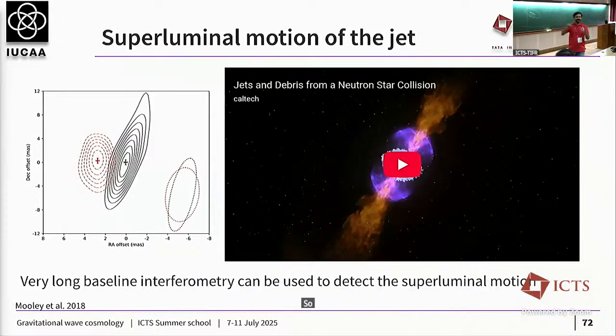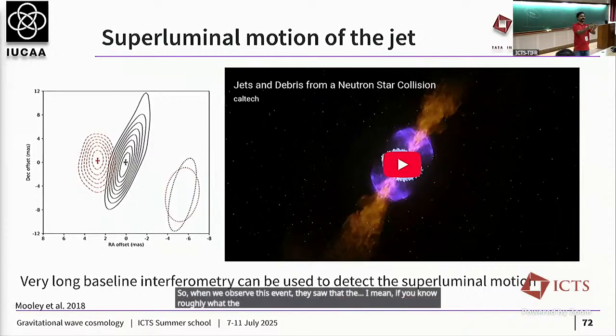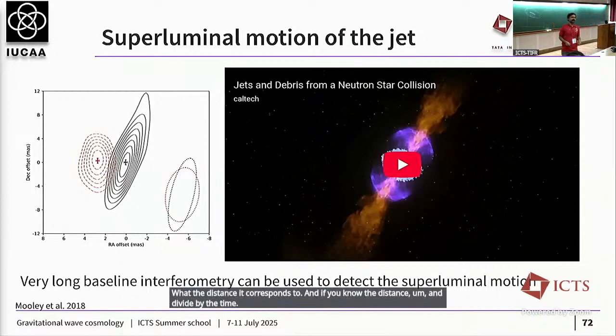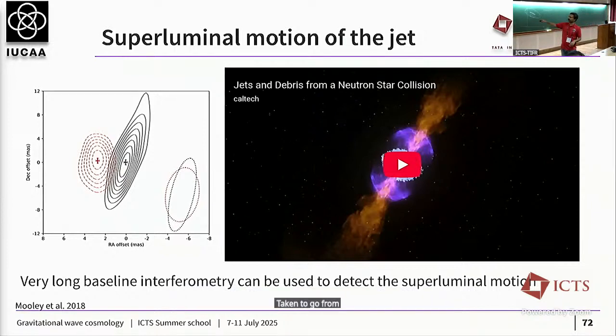When they observed this event, if you know roughly what the distance is to NGC 4993, you can calculate what distance this angular difference corresponds to. If you know the distance and divide by the time taken for the jet blob to go from here to here, you see that it is actually moving faster than the speed of light. Of course, this can't really happen. But I wanted to tell you how exactly this happens.